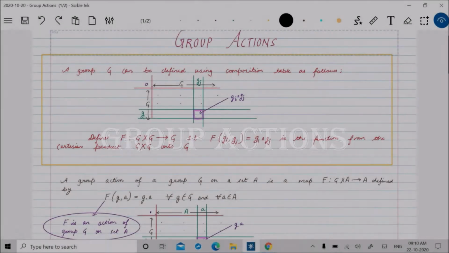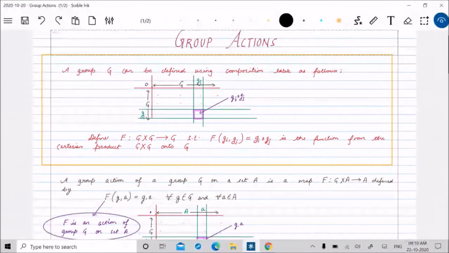To study group action, you need a group G and a non-empty set capital A. And a group action is defined by this law. You can see that this red dot, G dot A, means that G is acting on A.